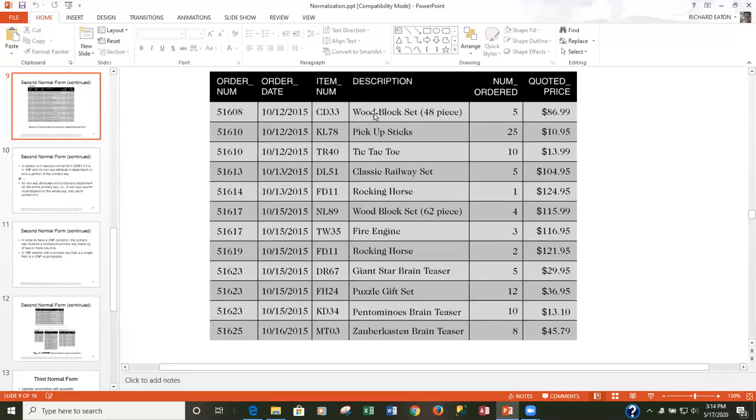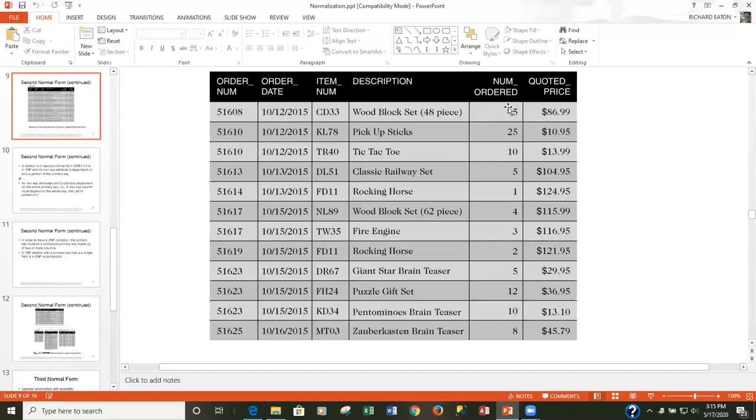Look at the description column. The same is true here. Is the description column dependent on the entire primary key? Do I need to know both the order number and the item number to determine the description? Well, no, we don't. The description is determined by the item number and only by the item number. So we could then say that this is a second normal form violation. The description depends on only a portion of the primary key, the item number, and not the entire primary key.